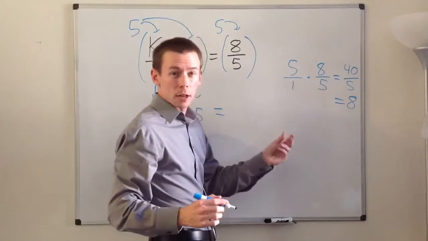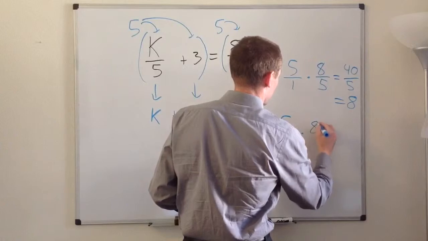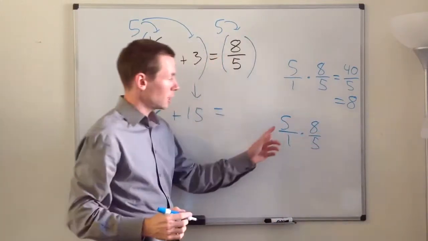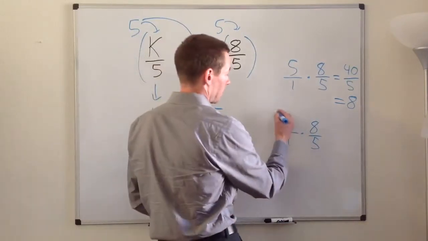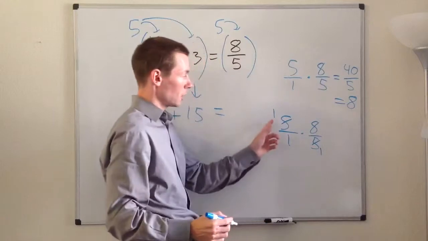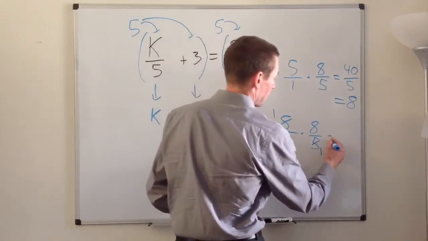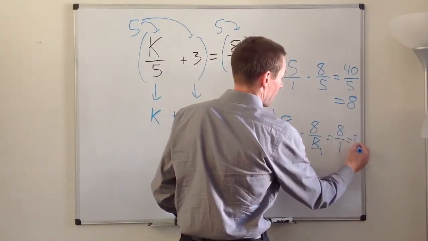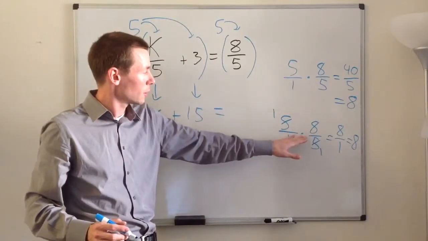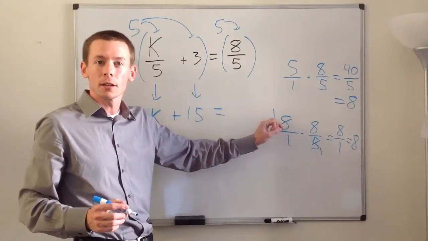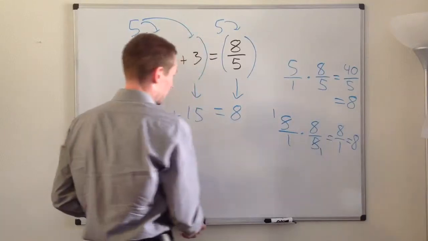Or, if you're getting quicker at this, you could have cross-canceled. So, you could have seen diagonally here that 5 goes into 5 one time. So what you would get was 1 times 8 is 8. 1 times 1 is 1. Which also equals 8. So whichever method you prefer, this one's a little shorter, but you have to recognize the shortcut. Okay? So this now becomes 8.